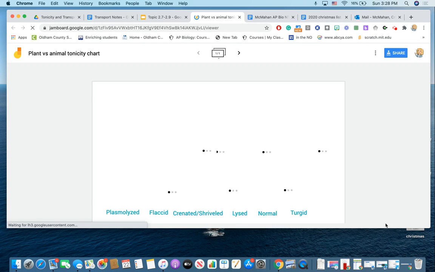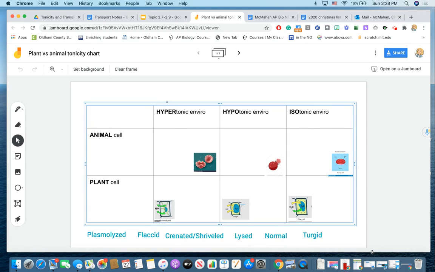I'm going to move to a Jamboard so that I can show you some pictures and also diagram a little bit. So if you're back, you have created this chart: animal cell, plant cell, hypertonic environment, hypotonic, isotonic environment.